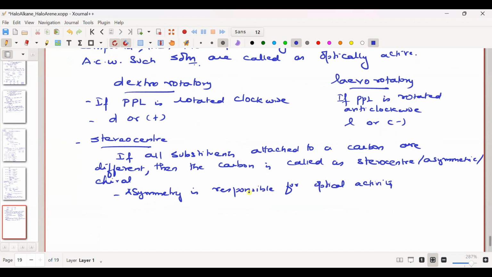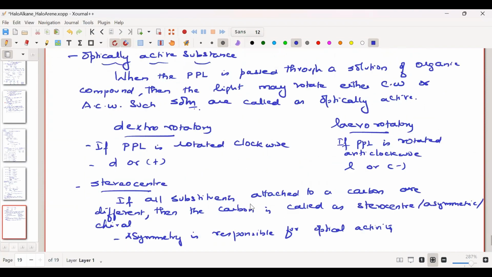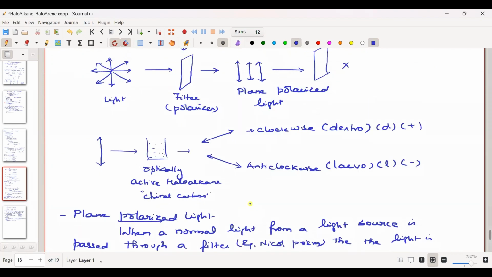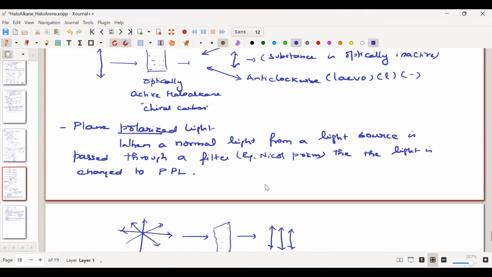So chiral carbon இல்லாம வேற substrate இருந்துச்சு, plane polarized light pass பண்ணா என்ன ஆகும்? It will not turn clockwise or anti-clockwise. It will not rotate. It will just come as is. Yes. இப்போ இந்த இடத்துல வந்து கிளாக் வைஸும் இல்லை ஆன்டி கிளாக் வைஸும் இல்லை, அப்படியே ஸ்ட்ரைட்டா வந்துருச்சு அப்படின்னா என்ன அர்த்தம்? அப்ப சப்ஸ்டன்ஸ் ஆப்டிக்கலி இன்ஆக்டிவ்னு அர்த்தம். கிளியரா? Yes.